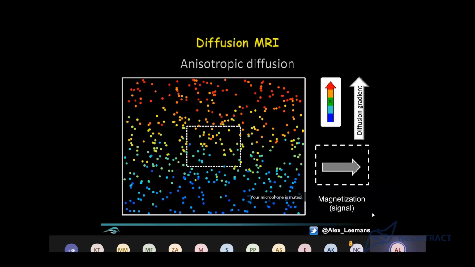Okay? And in the example that I show here, if there's anisotropic diffusion, but it's not aligned with the orientation in which we are probing our diffusion, then basically we'll still have a lot of signal. So again, if there's a lot of diffusion, the signal is low. If there's not a lot of diffusion, the signal will actually be high because the magnetization will be large.